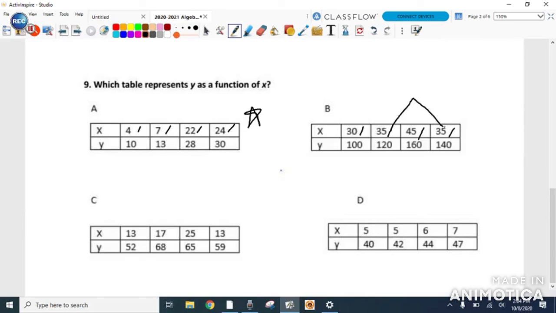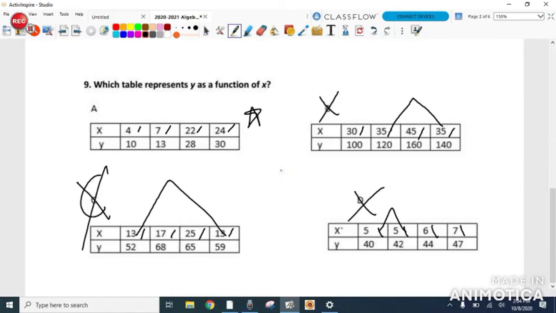Let's move on to C. 13, 17, 25, 13. 13's repeated. C is not a function. D: 5, 5, 6, 7. My 5's repeated, not a function. So my only answer choice is A. All right? That's page 2. Let's move on to page 3.